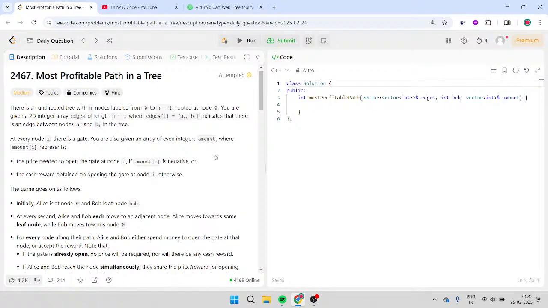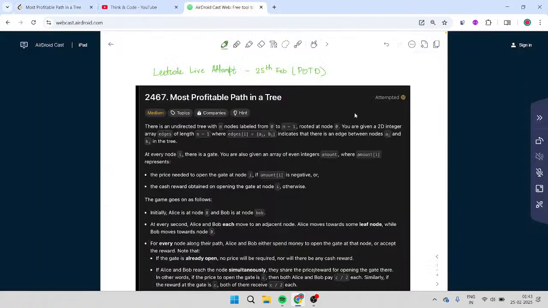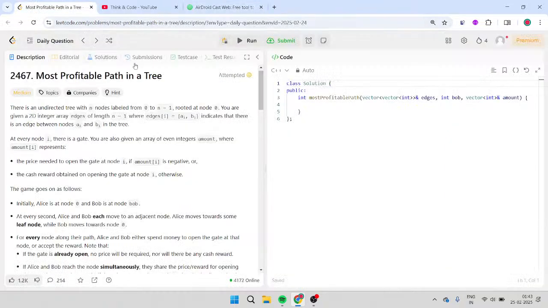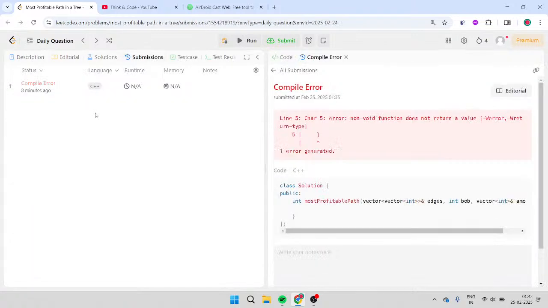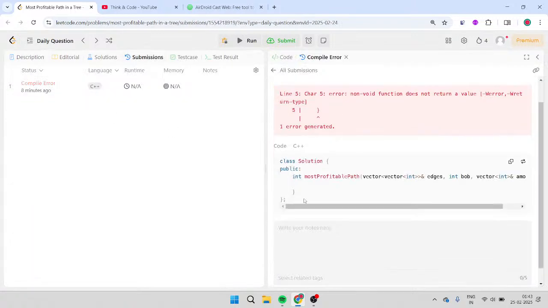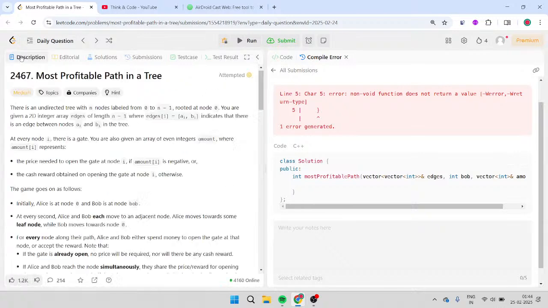And I haven't seen this problem before. You see an attempted submission here because of a misclick while taking screenshots. I accidentally clicked submit on my tablet. So this is basically a simple compile error. This is an empty code, right? So yeah, I haven't seen this problem before.